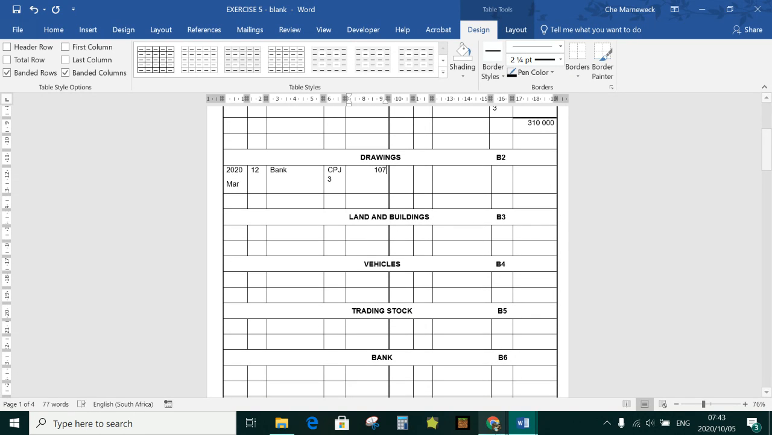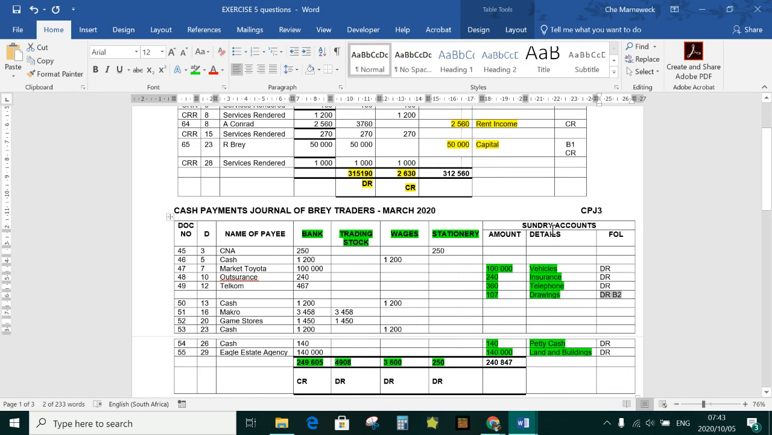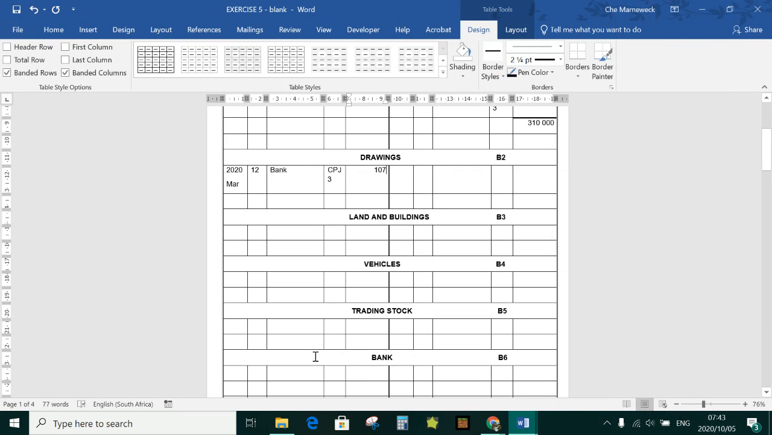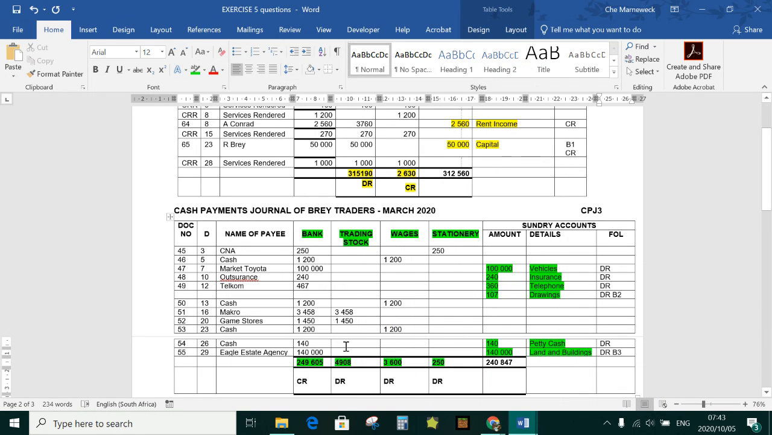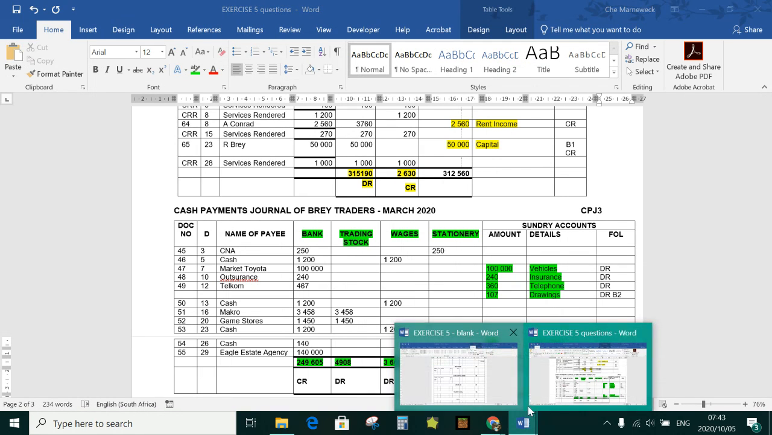That's going to be B3. So we have a look, where is land and buildings? It's over here, B3. It's going on the debit side. On day 29, 140,000. 2020, March, day 29, partner account is bank, CPJ 3, 140,000.